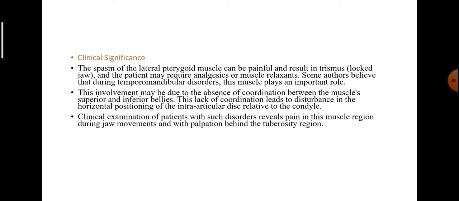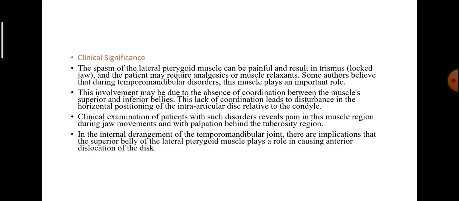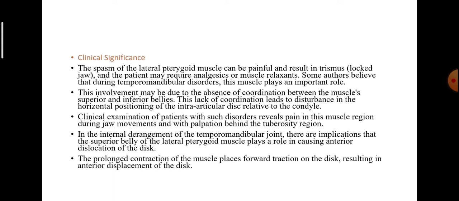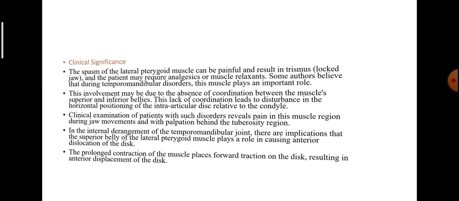Clinical examination of patients with such disorders reveals pain in this muscle region during jaw movements and with palpation behind the tuberosity region. In the internal derangement of the temporomandibular joint, there are implications that the superior belly of the lateral pterygoid plays a role in causing anterior dislocation of the disc. The prolonged contraction of the muscle places forward traction on the disc, resulting in anterior displacement of the disc.